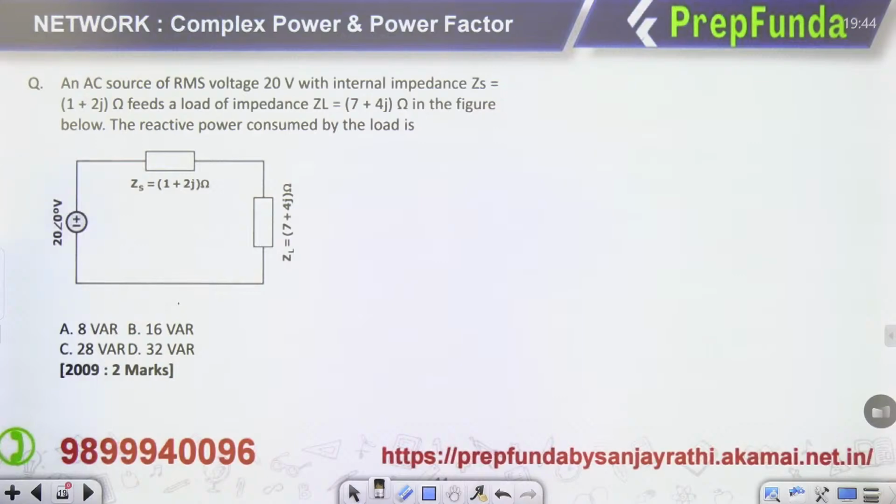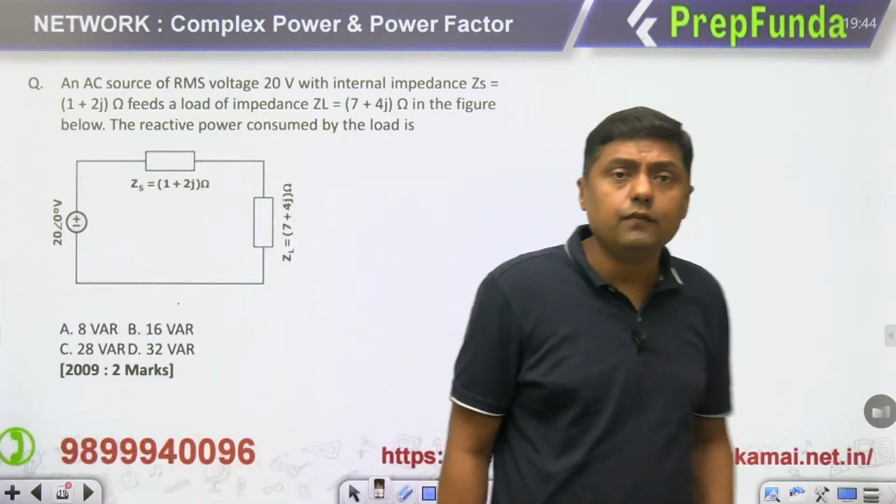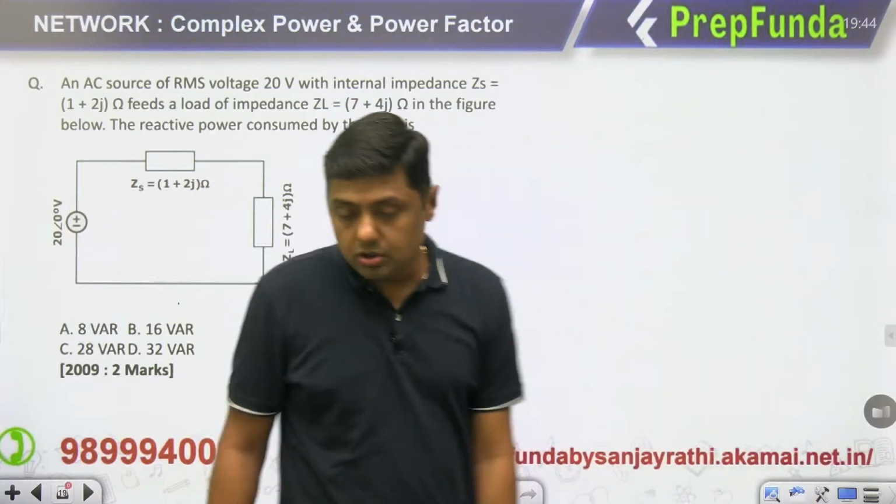Okay, now next one. अब देखिए जरा, ये क्वेश्चन है on power. An AC source of RMS voltage 20 volt. Already normally what is given is RMS, if nothing is given then by default RMS value, but it is given 20 angle of 0 degree. In 2009, 2 marks question, with internal impedance 1 plus J2, this is the complex, and feed a load of impedance 7 plus J4, this is again the complex load. In the figure below, the reactive power consumed by the load is. Now that is the question on what? Reactive power, guys. What is the question on reactive power?